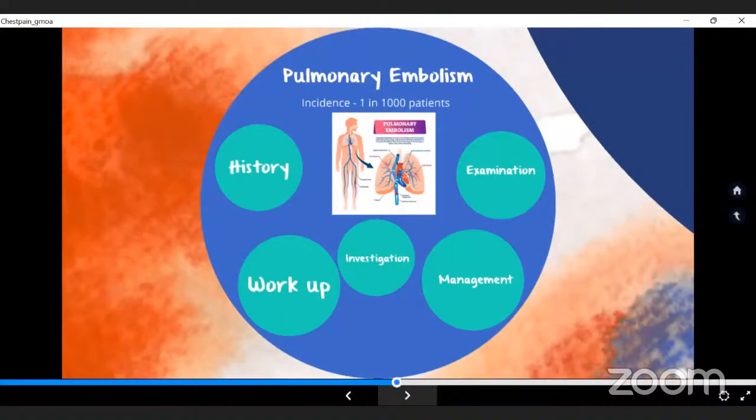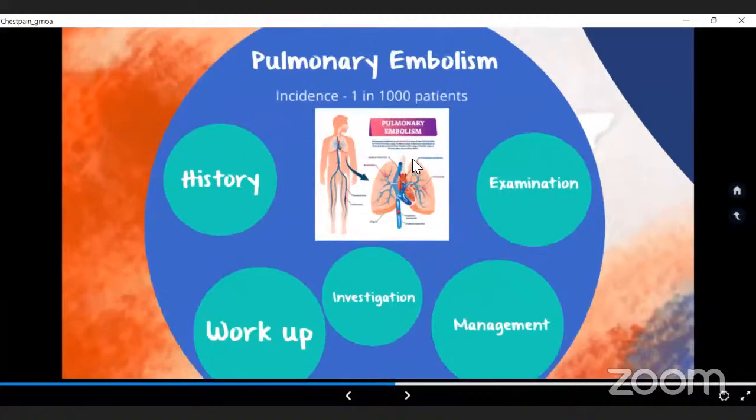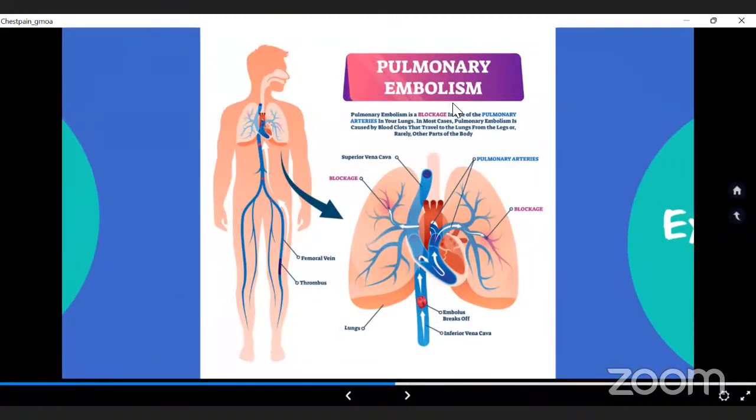Third one, pulmonary embolism. I think Dr. Bandara also discussed pulmonary embolism, so I'm not going to go into major details. So this is 1 in 1,000 patients, common. You might not see much of it in this setup. Maybe we are not diagnosing enough. Patients are very widely diagnosed in European and other countries.